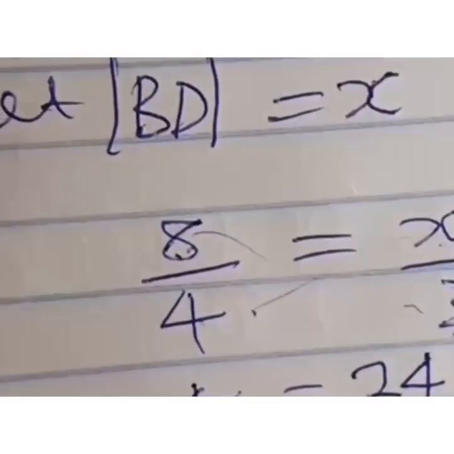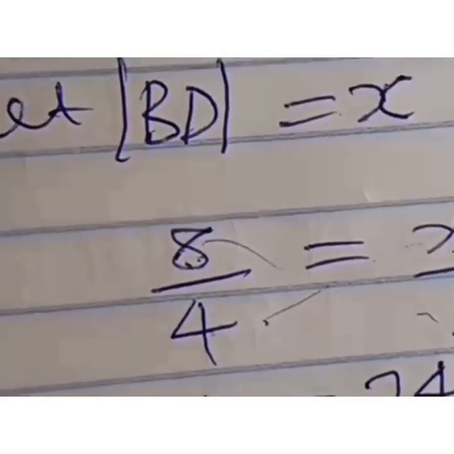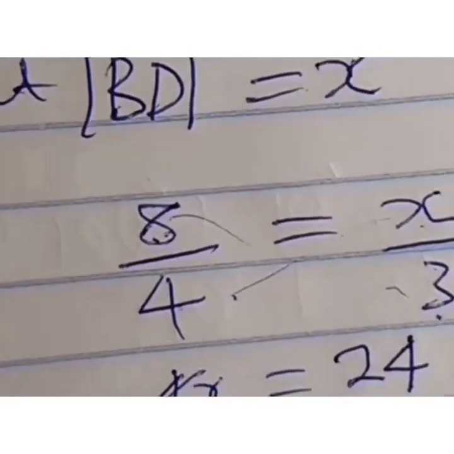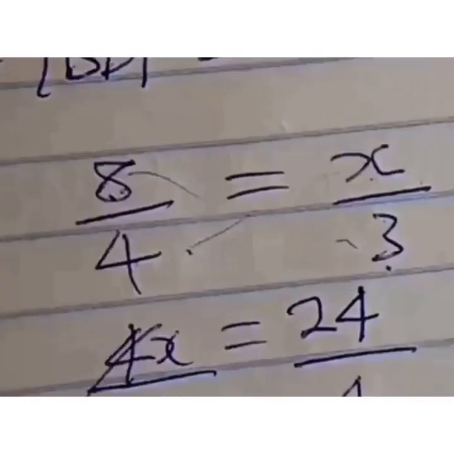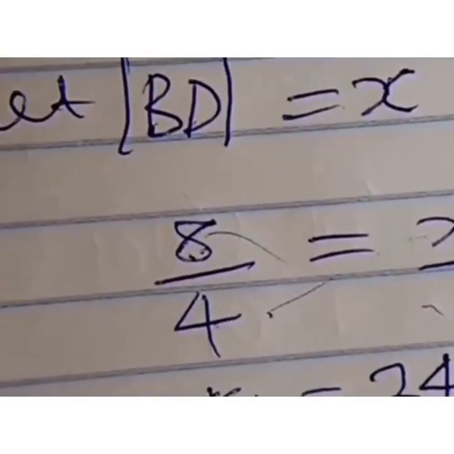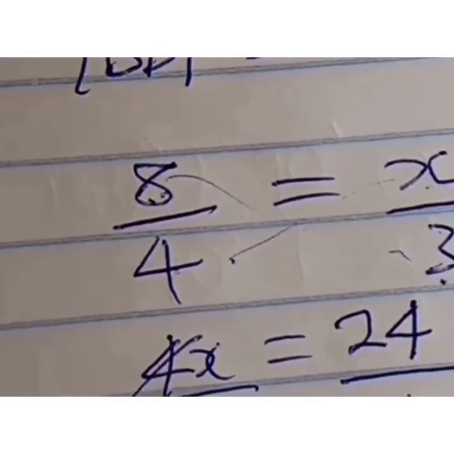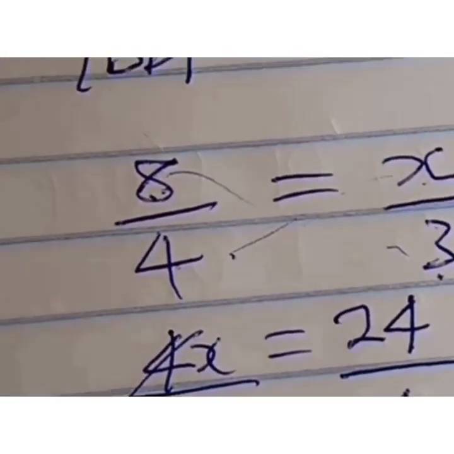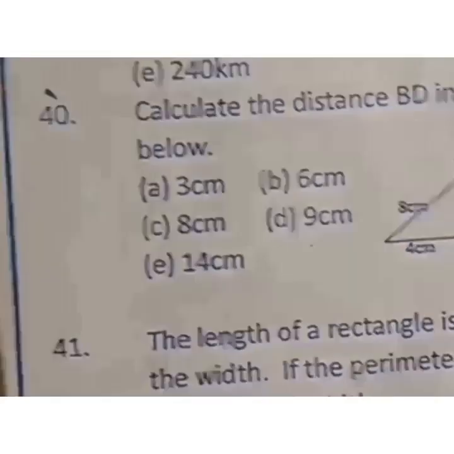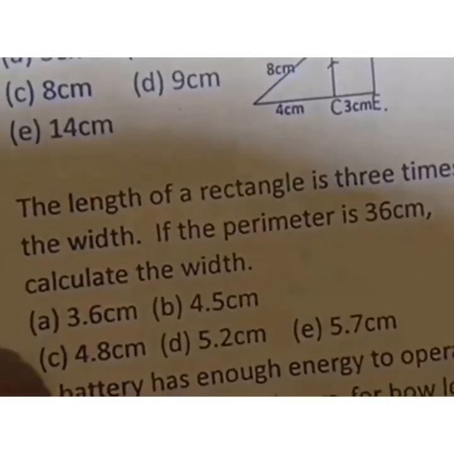So we divide both sides by 4. By the time you take care of that, 4 divided by 4 is taken care of, leaving x, and 24 divided by 4 is 6. So our answer is 6. Remember, it's in centimeters, so 6 centimeters. That's our answer, and the correct answer there is B.